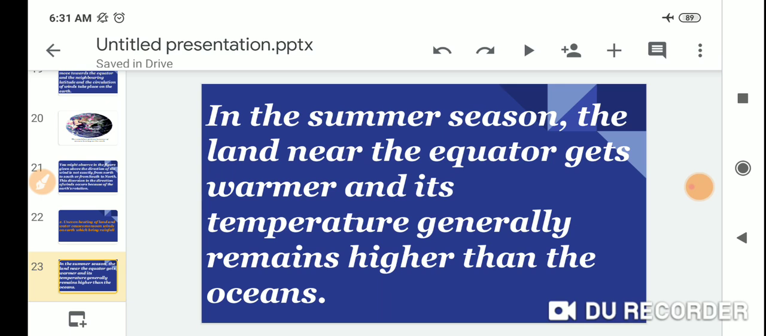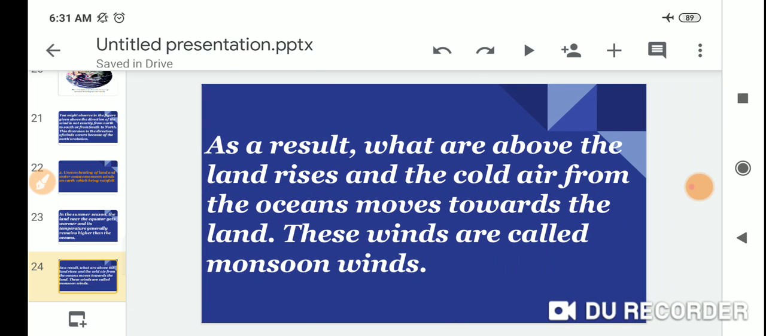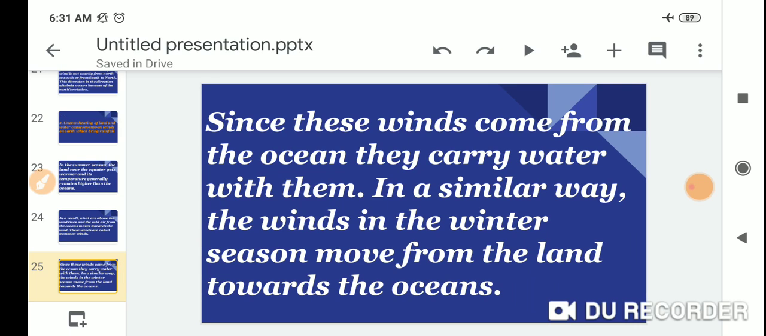As a result, the air above the land rises and the cold air from the oceans moves towards the land. These winds are called monsoon winds. Since these winds come from the oceans, they carry water with them.